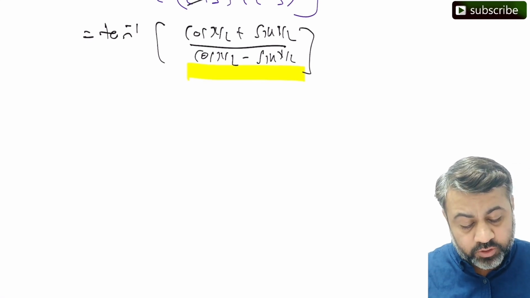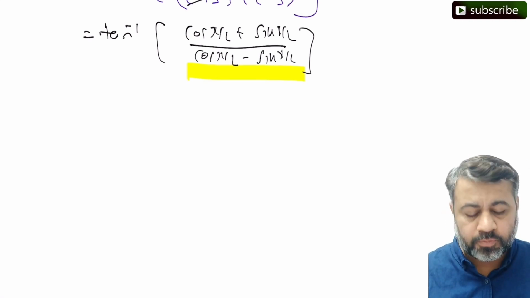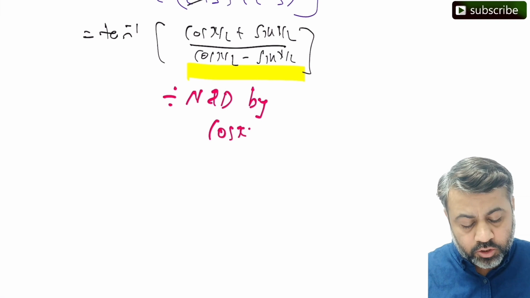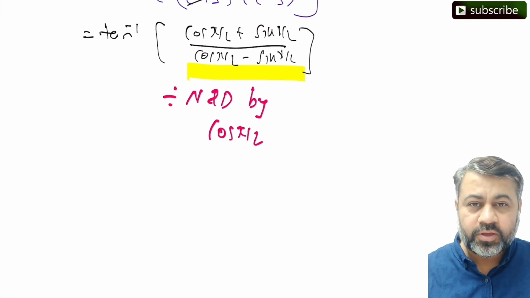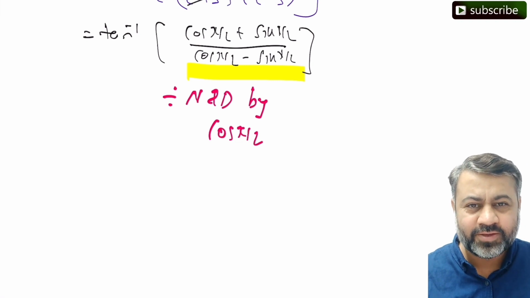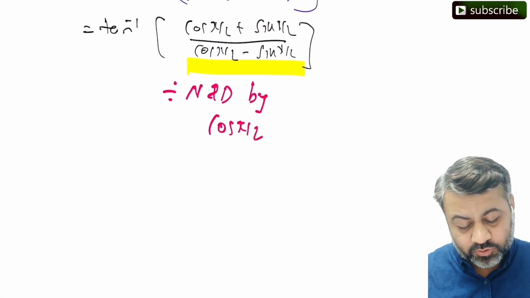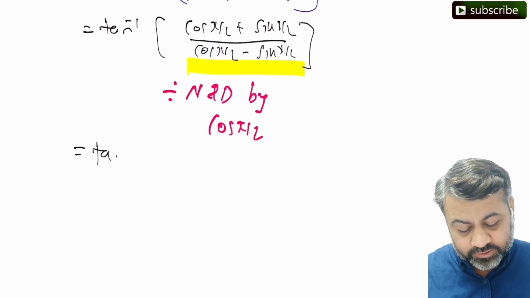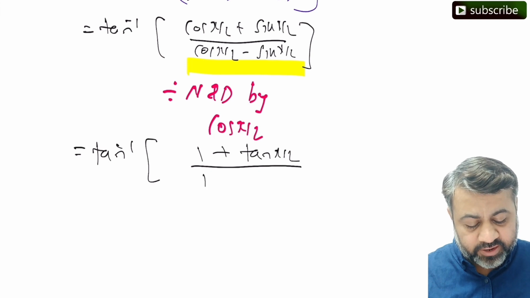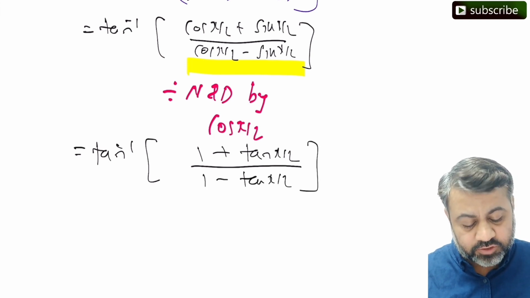So what I'll do here, this step is the most important one: dividing numerator and denominator by cos of x by 2. As you'll observe, cos by cos will give me 1 and sin by cos will give me tan x by 2. So let's take it further. What we get here is, dividing cos by cos, I am writing 1, sin by cos I am writing tan x by 2, and in the denominator we get 1 minus tan of x by 2.